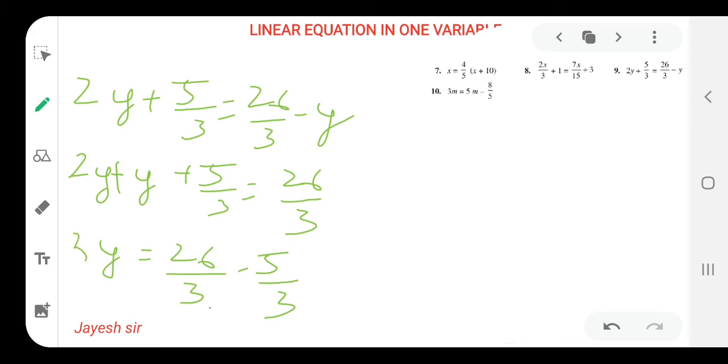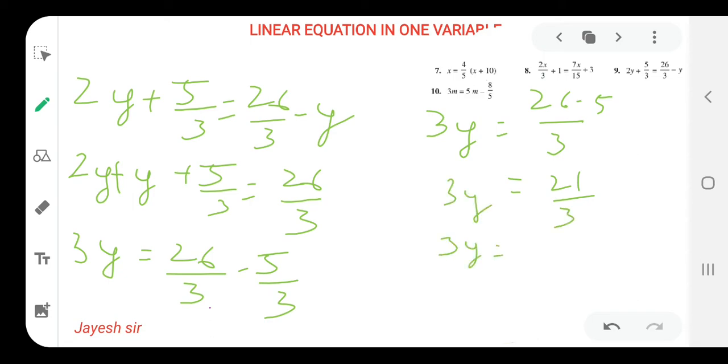Yes, friends, so here it will become 3y. You don't have to make such a mistake in your exam. Again, I am reminding you by doing the same mistake. I hope you all might be getting it, friends. Now, 3y is equal to, as the denominator is the same, 26 minus 5. That means 21 by 3 is equal to 3y. Value for 3y is 3 1s are 3, 3 7s are 21, so the value for 3y is 7 and the value for y would be 7 by 3.